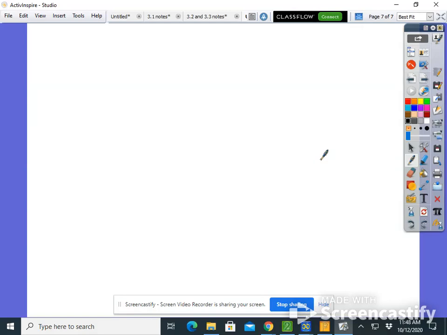Okay, first question. A boat traveled 396 miles downstream and back. The trip downstream took 11 hours. The trip back took 22 hours. What is the speed of the boat in still water? What is the speed of the current? So we've got two things we need to find: the speed of the boat and the speed of the current.